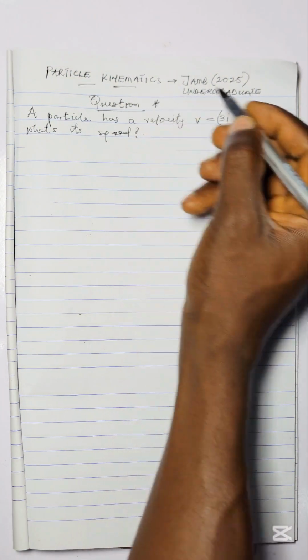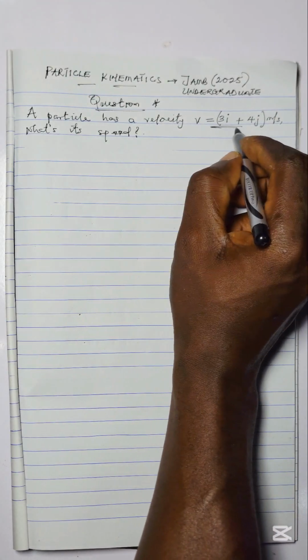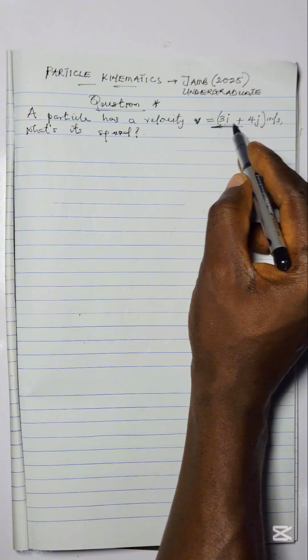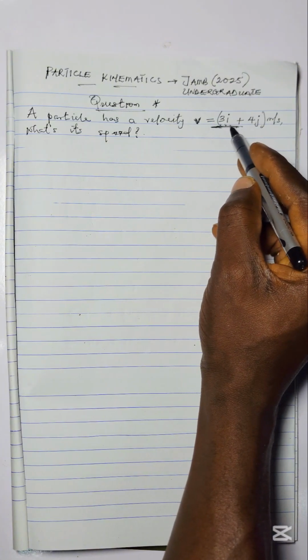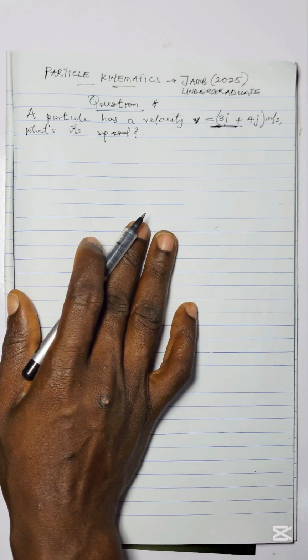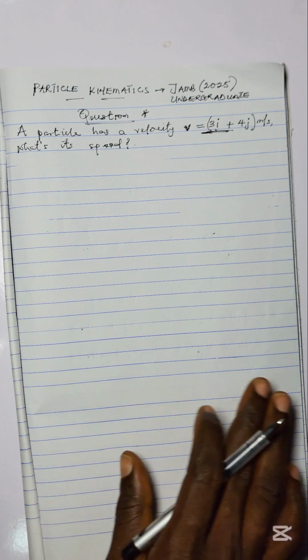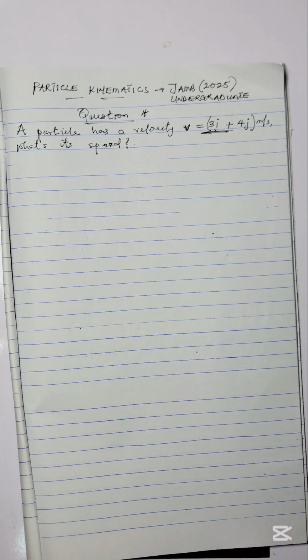This question is not from particle kinematics. It is from vector, because you can see the expression of velocity in vector form, 3i plus 4j. This is unit vector. So this question is not from particle kinematics, although I'm still going to solve it and bring an example from particle kinematics to clarify the difference between the two. Now let's solve this question first.